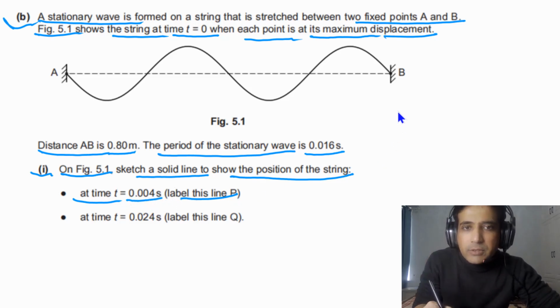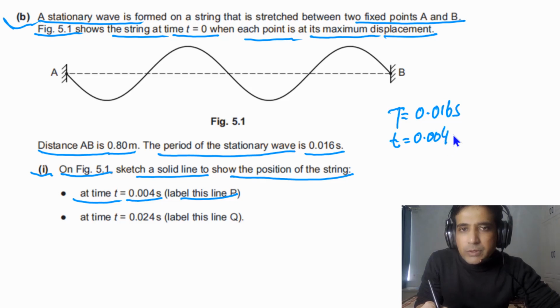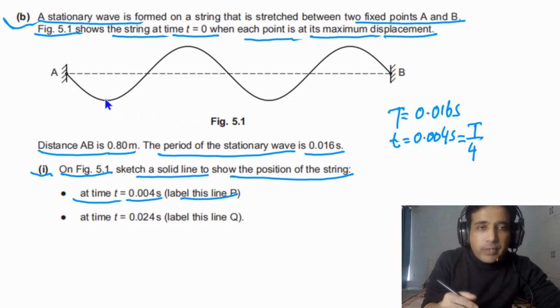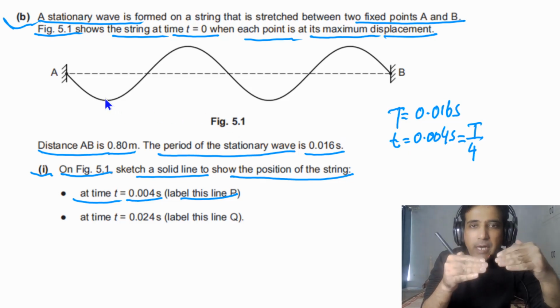Time 0.004 second. In this case we have time period that is equal to 0.016 seconds. So this given time, 0.004 second, is equal to T by 4. So this is equal to T by 4. This is the first thing we need to understand. Now we need to understand where this string will be after T by 4.